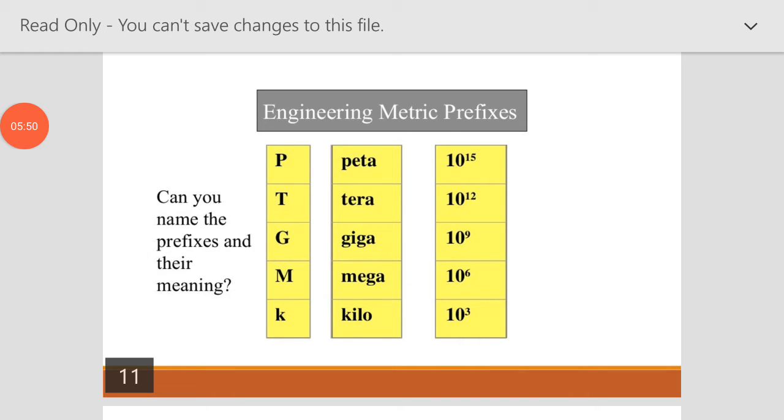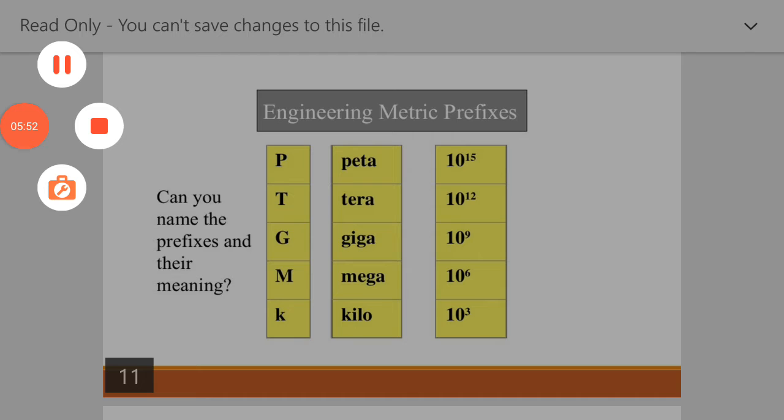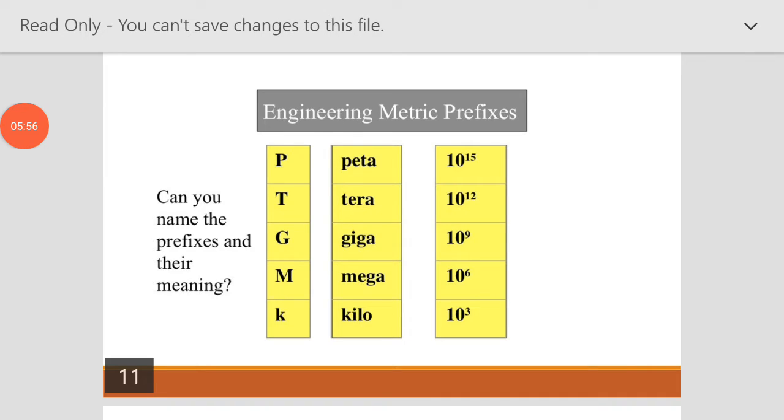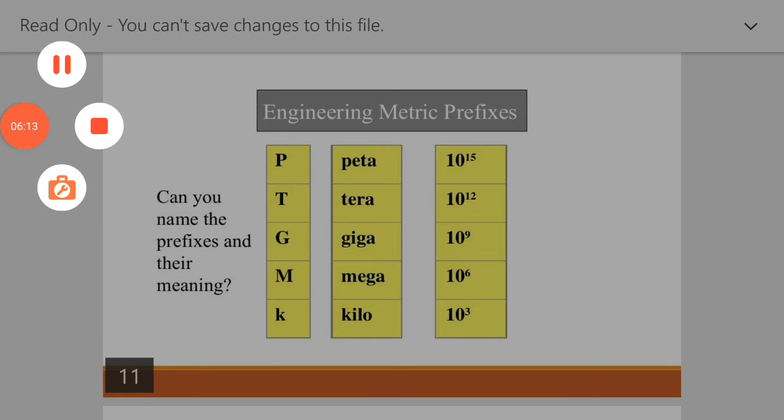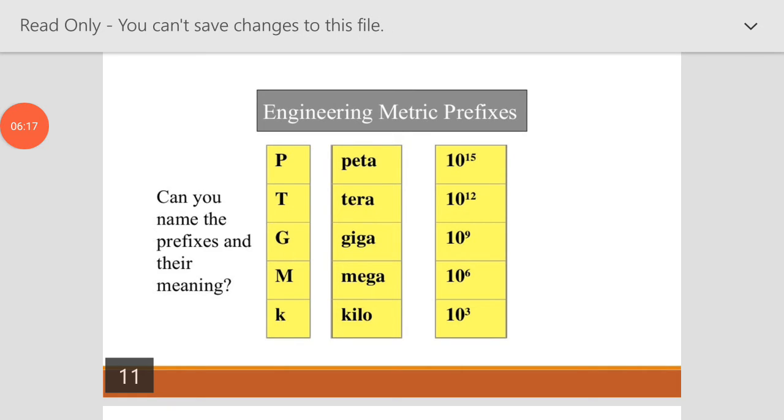Engineering metric prefixes: peta means 10 raised to 15, and simply we know that kilo is k, 10 raised to 3. After that, mega, 10 raised to 6, denoted by capital M. Giga, 10 raised to 9, denoted by capital G. After that, tera, 10 raised to 12, sorry, denoted by T. And after that, peta, 10 raised to 15, denoted by capital P. These are the engineering metric prefixes.